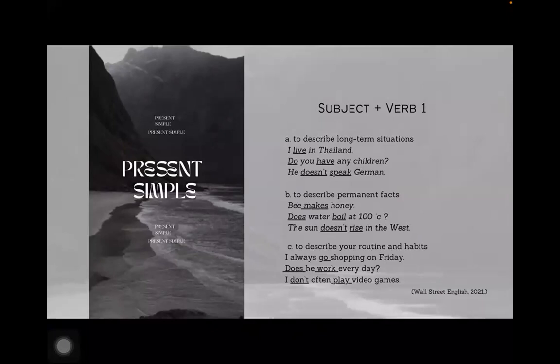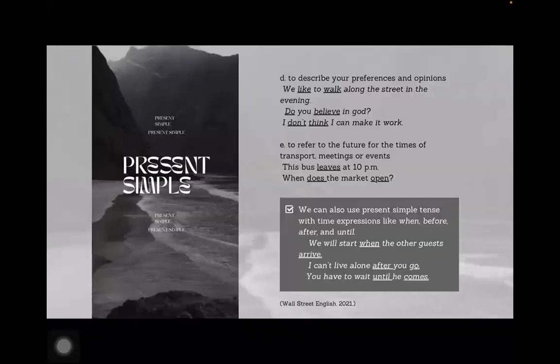We use it to describe long-term situations, to describe permanent facts, to describe your routine and habits, to describe your preferences and opinions, to refer to the future for the time of transport, meeting, or event. And we can also use simple present tense with time expressions like when, before, after, and until. For example, we will start when the author gets alive. I can't live alone after you go.